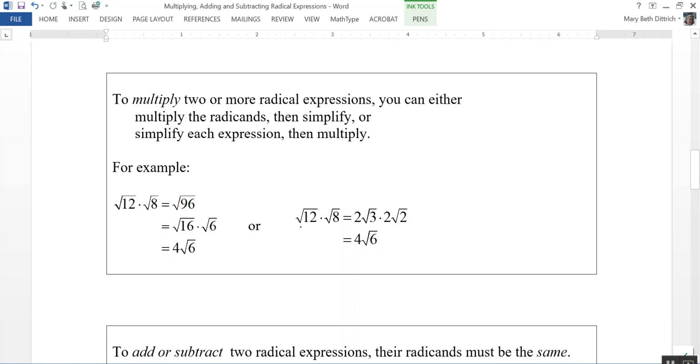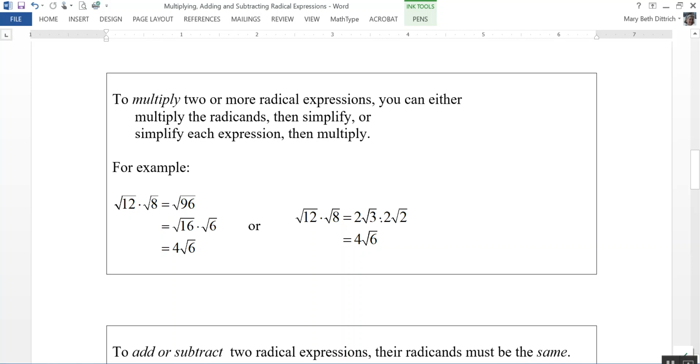So the square root of 12 we saw simplifies to 2 times the square root of 3. The square root of 8 has a perfect square factor of 4. That becomes a 2, and then another factor of the square root of 2. So the square root of 8 simplifies to 2 square root of 2.